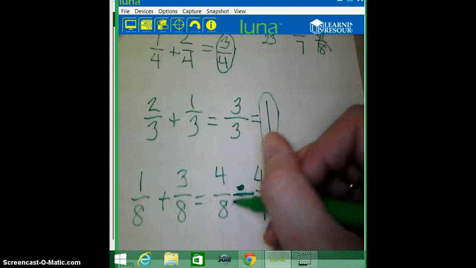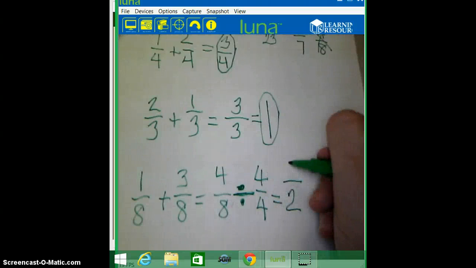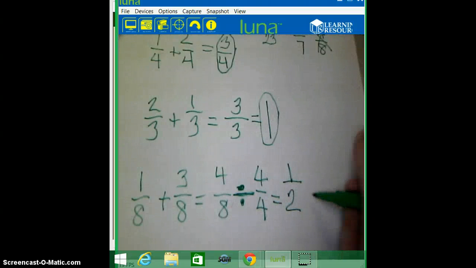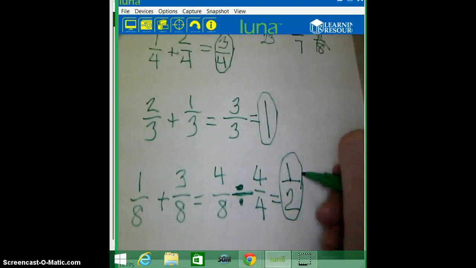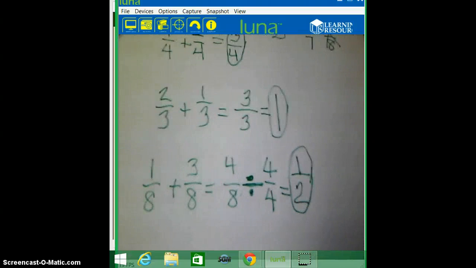All right, so what's 8 divided by 4? It's 2. And what's 4 divided by 4? It's 1. And so now you have 1/2. Is that in lowest terms? Sure is, because now you have 1 with a 2 following it.